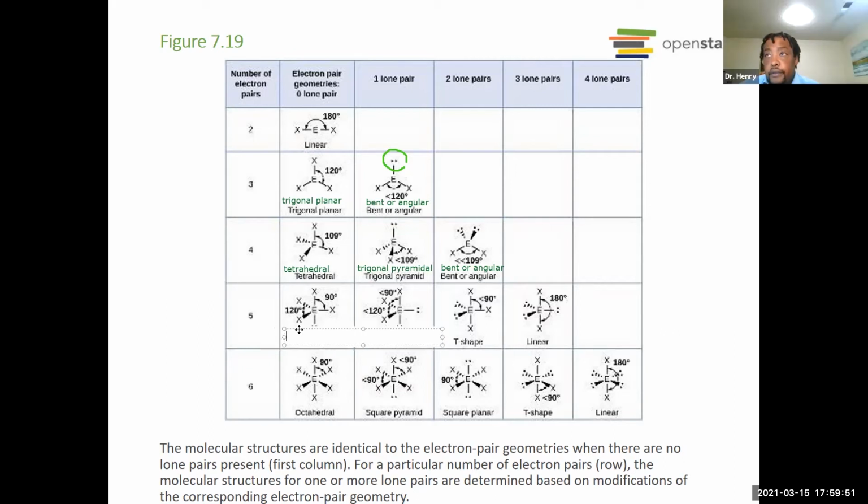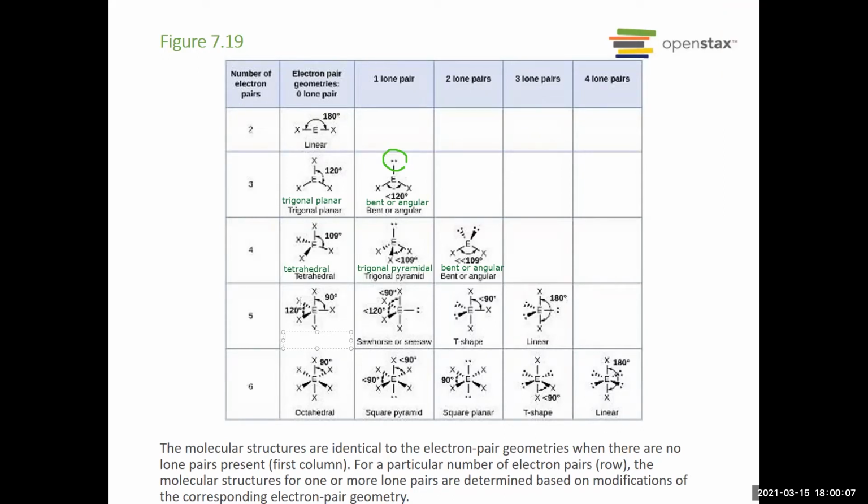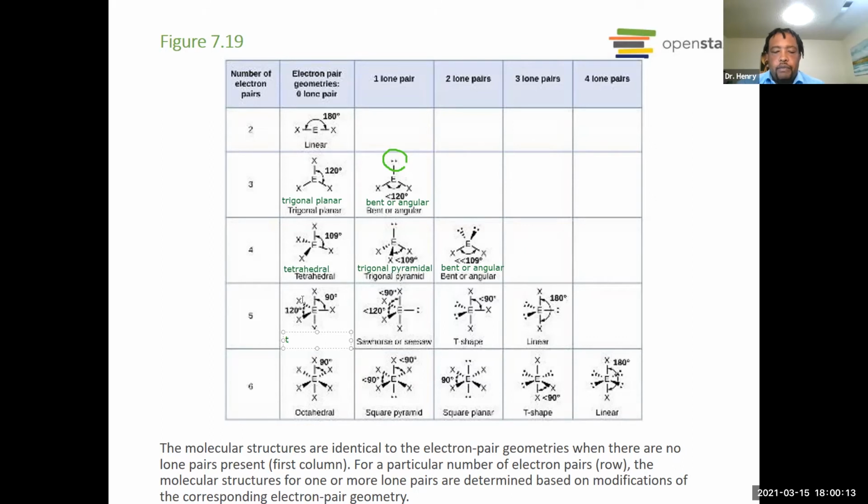So here we have 5 attachments. What is the structure, with no lone pairs? Trigonal bipyramidal. That's right. So that's going to be trigonal bipyramidal.